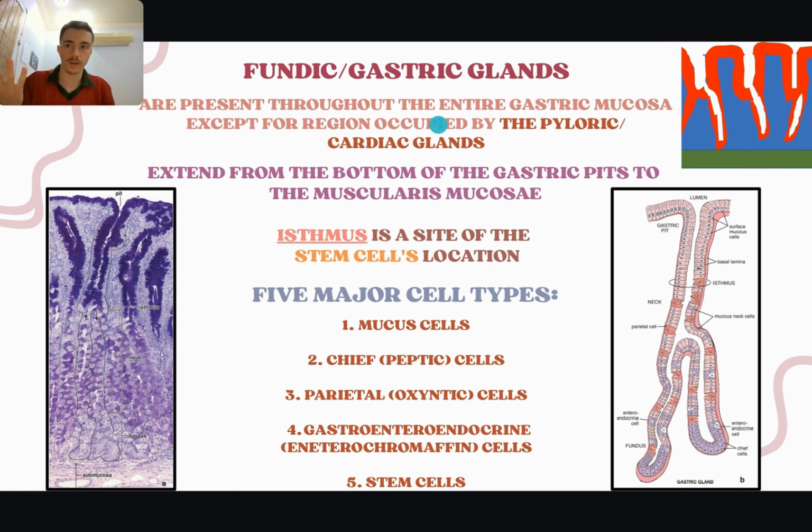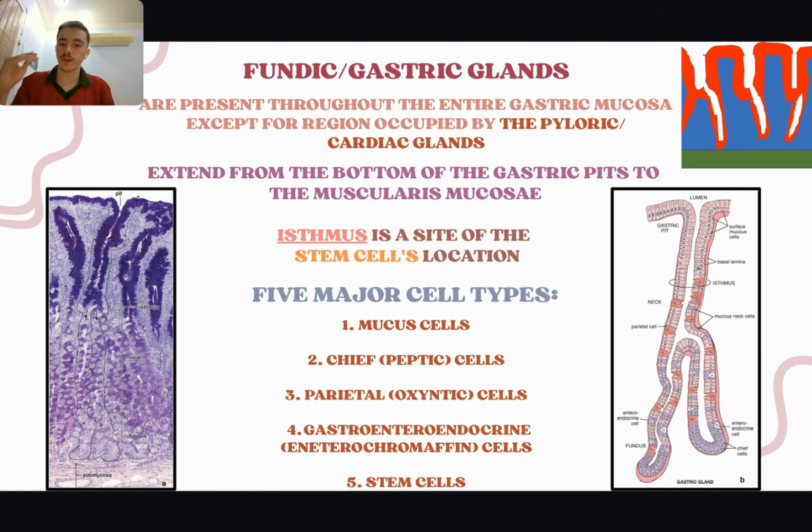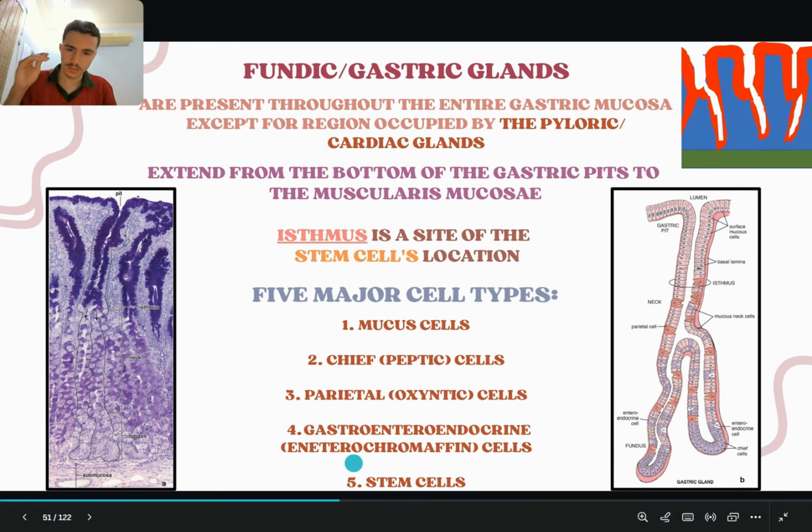Okay, we have five major cell types because these are gastric glands. So we have a lot of cells. What are these types of cells we have? We have mucus cells at the top, but then we have chief cells. They are so far down, the purple one. We have the parietal cells, which you can find in the middle, and we have the enteroendocrine cells, enterochromaffin cells. Sorry about that. And we have the stem cells.